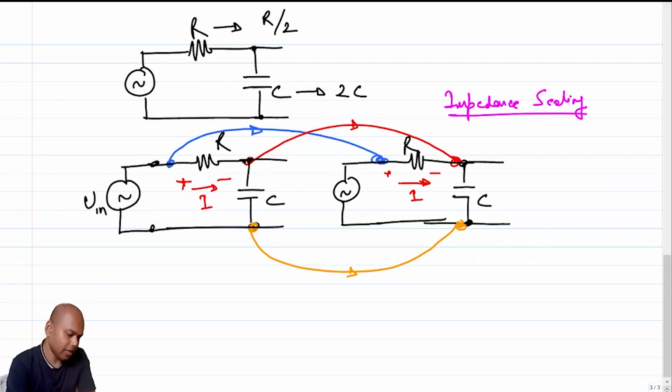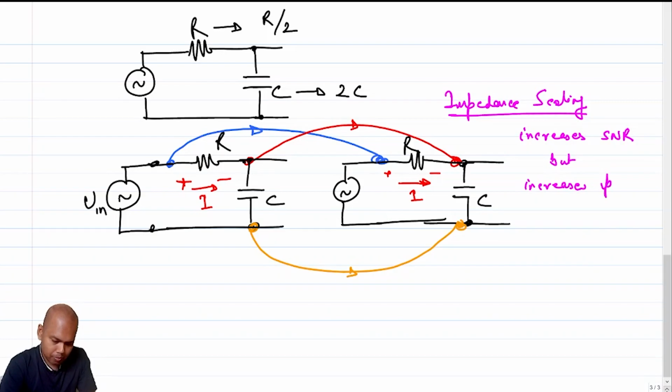So impedance scaling increases SNR, but increases power also by the same factor.